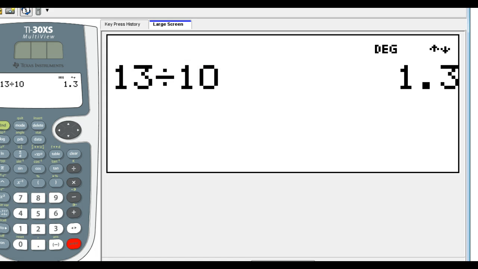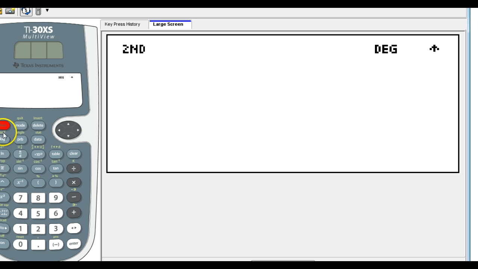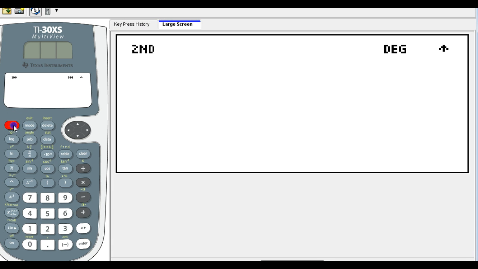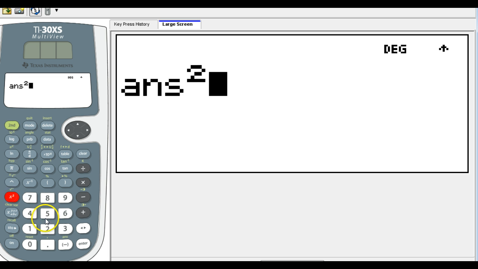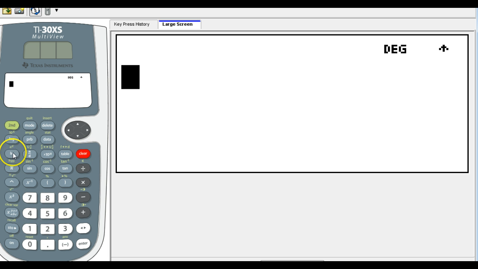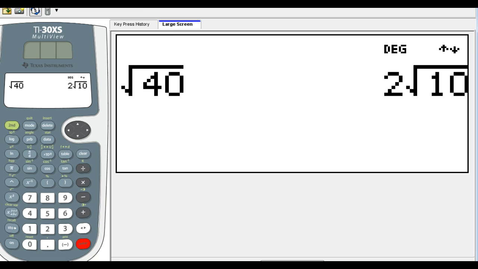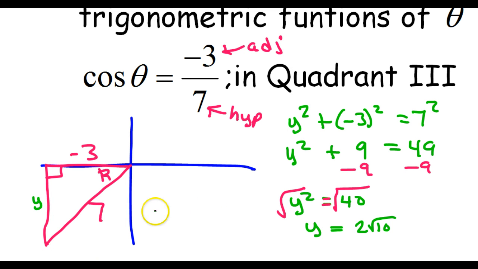I think we're allowed to use our calculator on this part, so if you really needed to, you could go square root of 40 and see your 2 radical 10 right there. Anyway, so this is 2 radical 10.